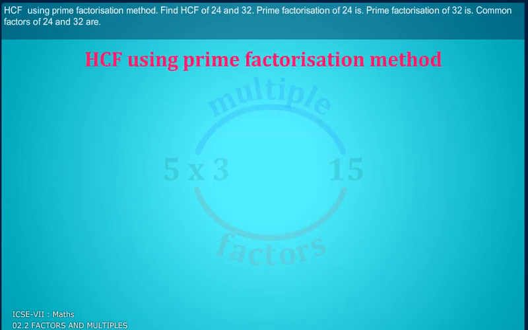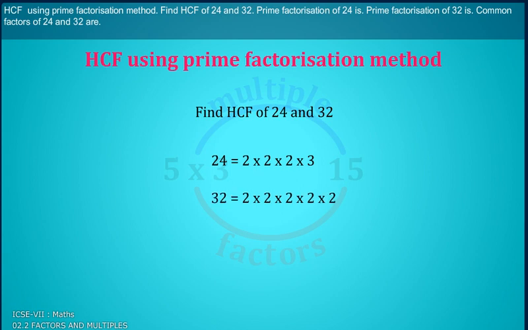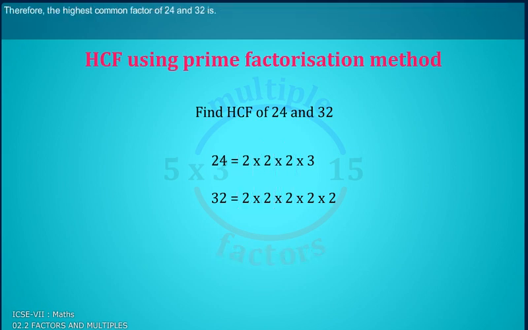HCF using prime factorization method. Find the HCF of 24 and 32. Prime factorization of 24 is. Prime factorization of 32 is. Common factors of 24 and 32 are. Therefore, the highest common factor of 24 and 32 is.